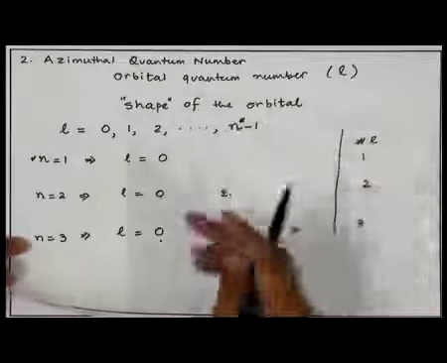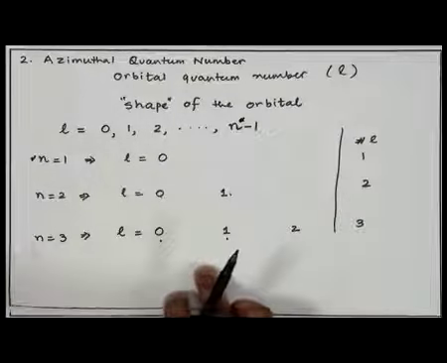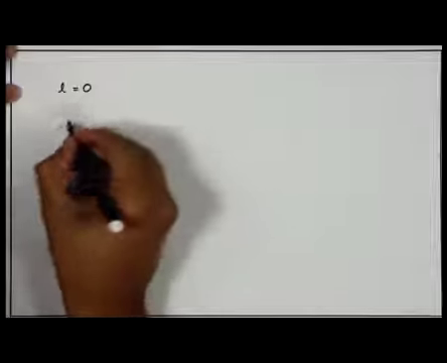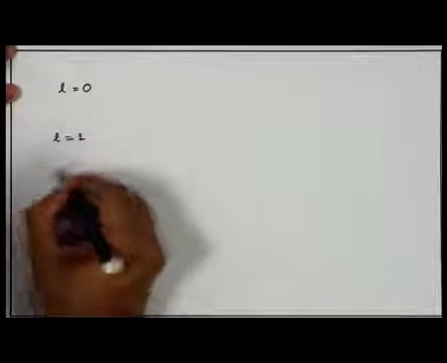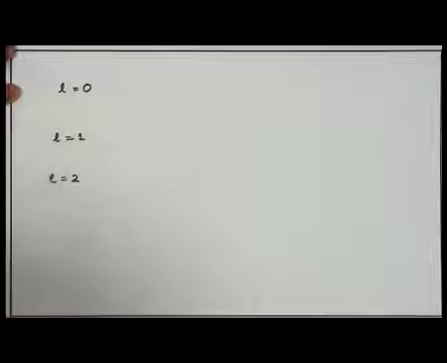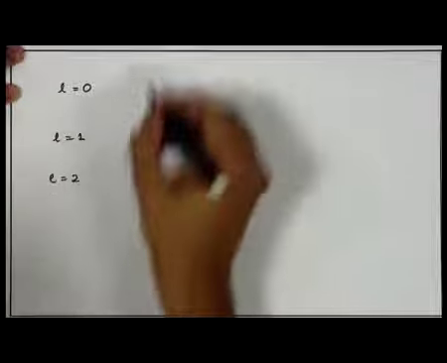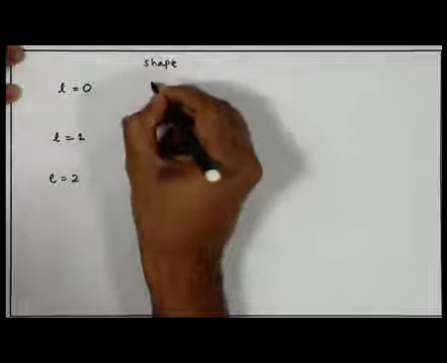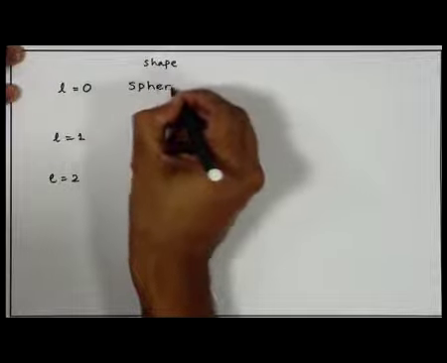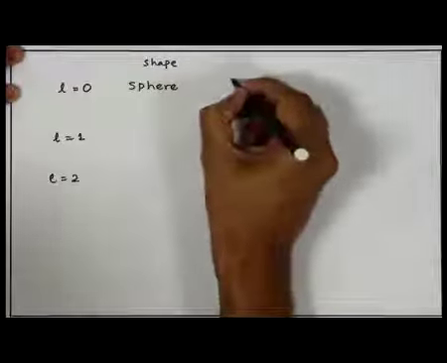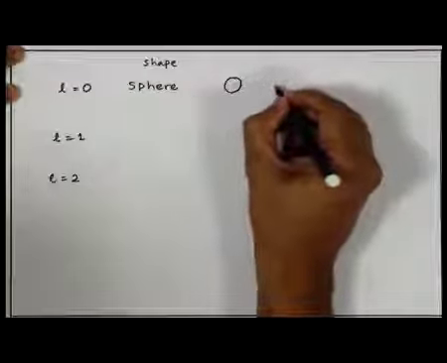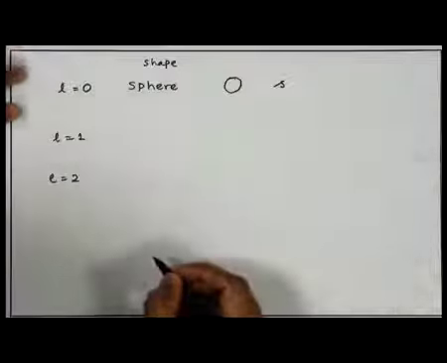The orbital quantum number determines the shape of the orbital. This is what we would discuss now. When L is 0, we saw that L can be 0 or 1 or 2 or any other number. When L is 0, the shape of the orbital is a sphere, just a sphere.